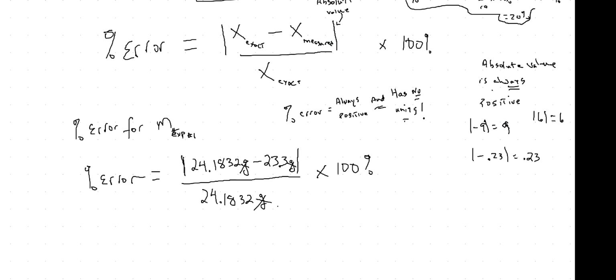So now I'll take my calculator out and see if I can get this correct without making too many errors. I take 24.1832. I'm going to subtract 23.3. Now I'm going to divide by 24.1832. And now I'm going to multiply by 100%. And what I end up with is 3.65%. So that's my error number one. So this is percent error for mass experimental number one.